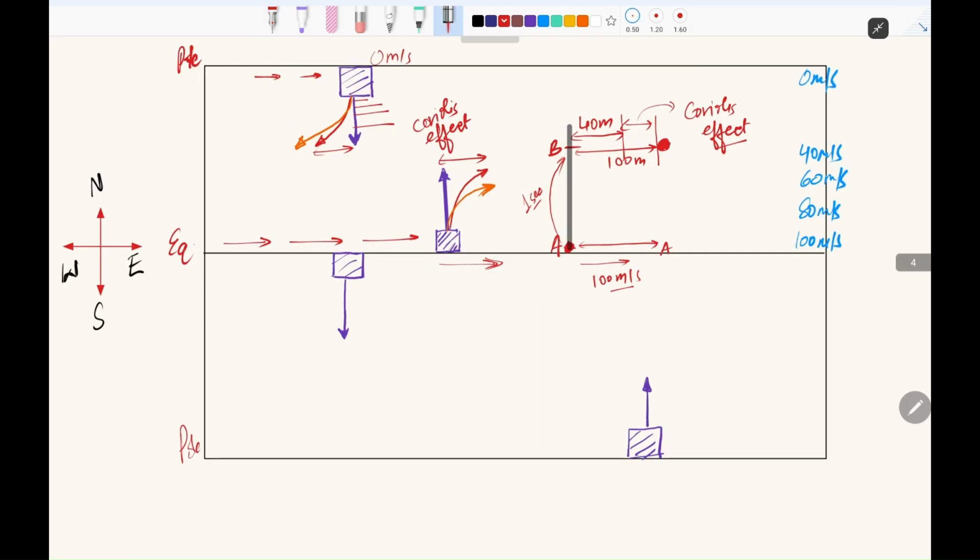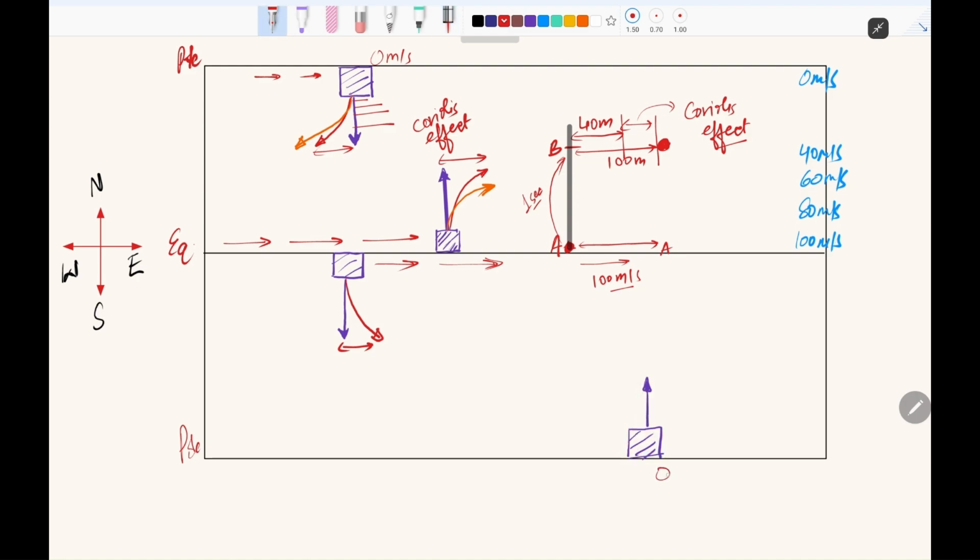In case of the southern hemisphere, when the object is being thrown from the equator towards the poles, the object will have an initial inertia or momentum towards the east of 100 meters per second. Now as it moves towards the poles, the surface beneath would be getting slower and slower. So what it would seem like is the object is moving ahead of the surface beneath, and this is the Coriolis effect.